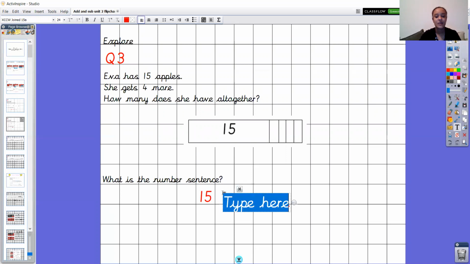Our second part was 4. And our whole is, we've just worked it out together, our whole is 19. Brilliant. 15 add 4 equals 19. Can you do that one with me? Count to 3. Ready? 1, 2, 3. 15 add 4 equals 19.